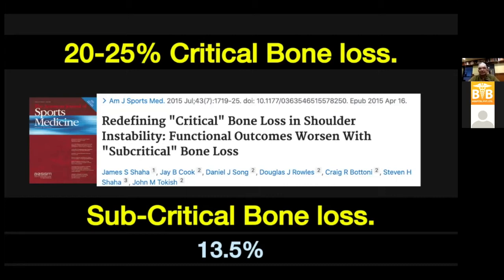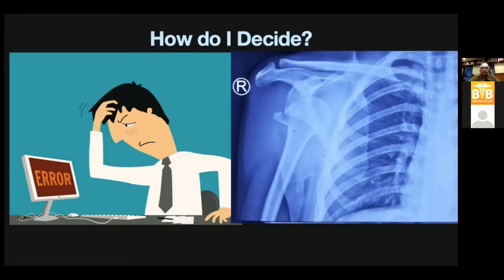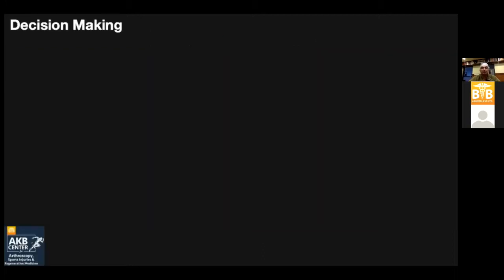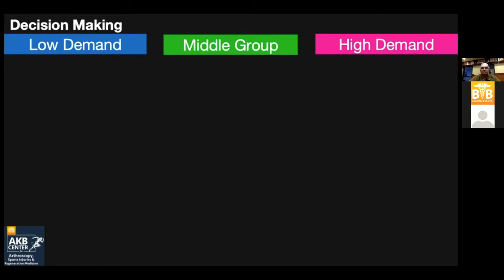This is the gray area at this moment, and this is the group of people that we have to decide about. So how to decide about this subcritical bone loss? We have been following this protocol. We divide our patients into three groups: the low demand group and the high demand group, and those people who do not fall into the low and high demand groups are considered the middle group.